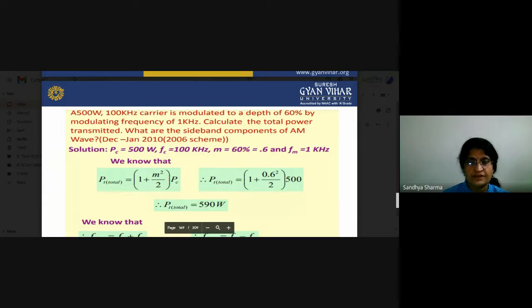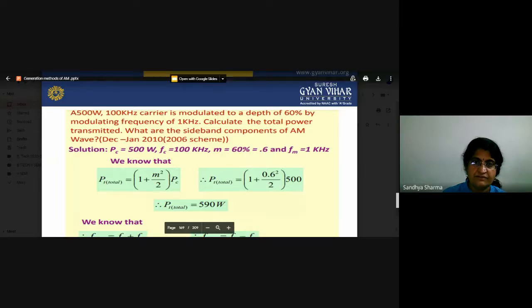You are given the value of modulation index m, that is 0.6, and the carrier power, that is 500 watt. Already we are given the 500 watt carrier, so the carrier power is 500 watt. In questions everything is hidden, so you have to read the question properly, and then attempt to solve it.